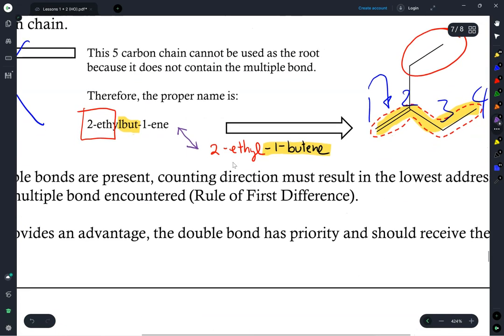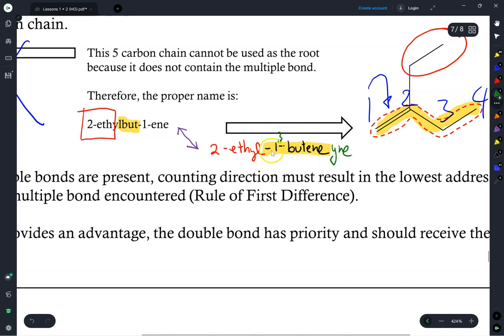But with this method down here, it places all the address numbers in front of the parent chain, but then what if I had a triple bond and a double bond? How do I know what number belongs to the double bond, which number belongs to the triple bond? I gotta put a number here. Let's pretend it's a 1 and a 3. Okay? It doesn't allow you to differentiate which one's a double bond, which one's a triple bond.